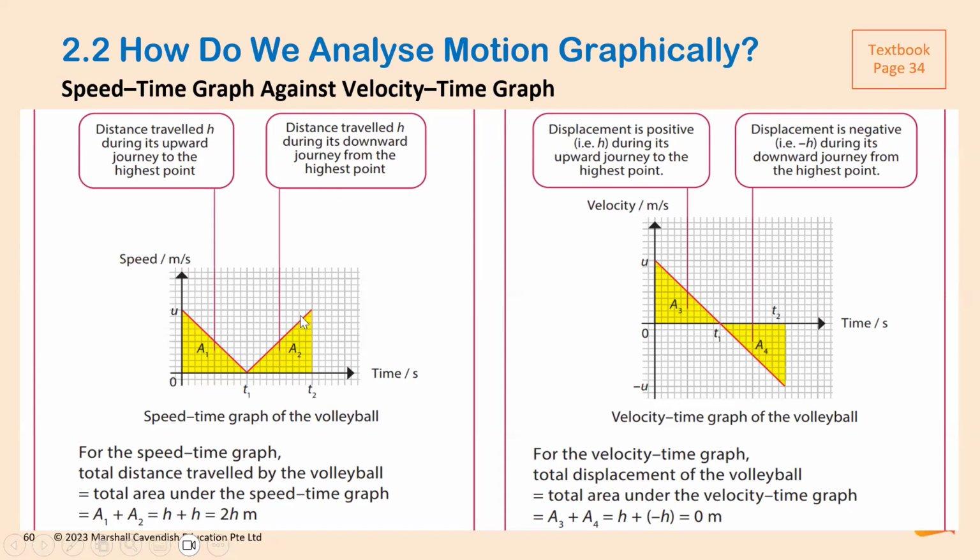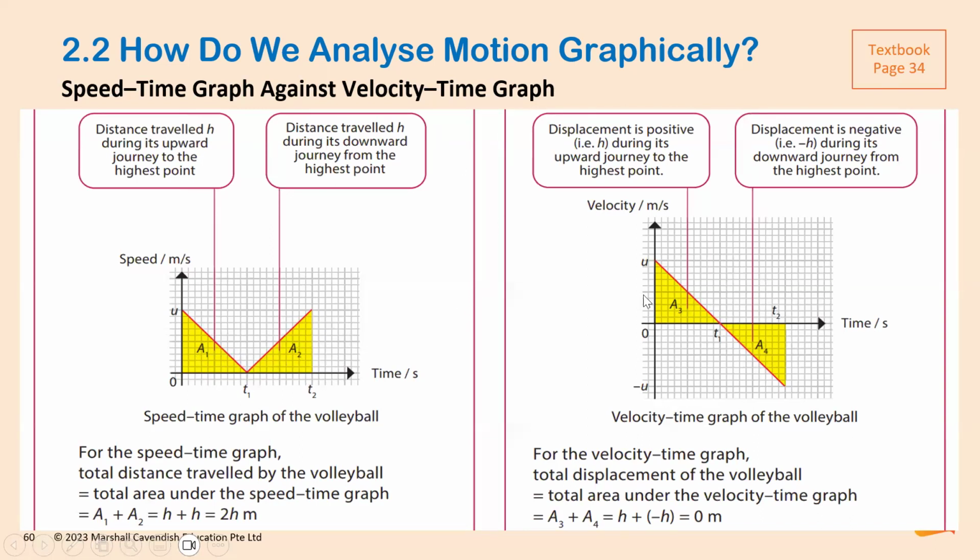Okay, when I drop down all the way from the highest point to the floor, my speed increases, until I drop to the floor, where my speed becomes 0 again at that instant. So the total distance that I travel will be area 1 plus area 2. These two shaded areas add together.